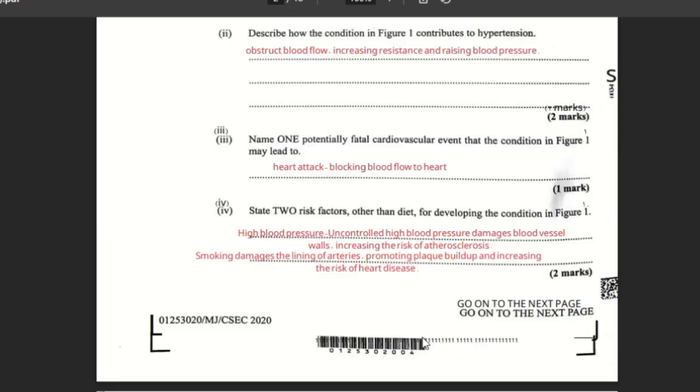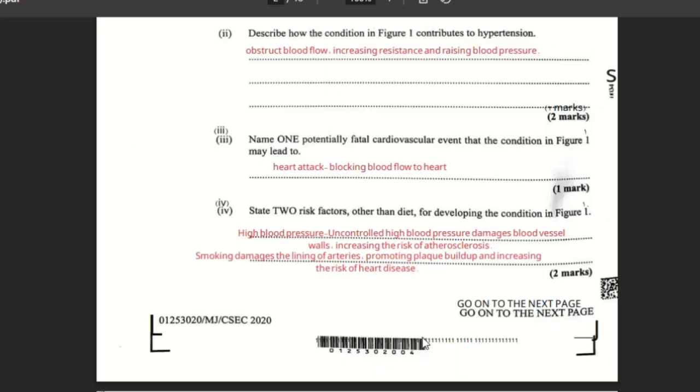Uncontrolled high blood pressure would damage the blood vessels, increasing the risk of atherosclerosis, right? So it increases the risk.